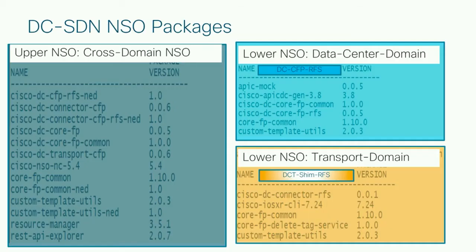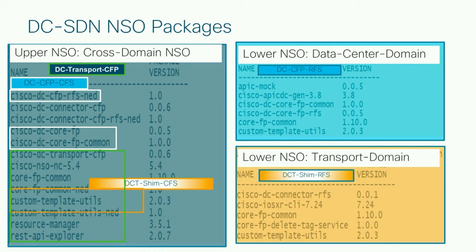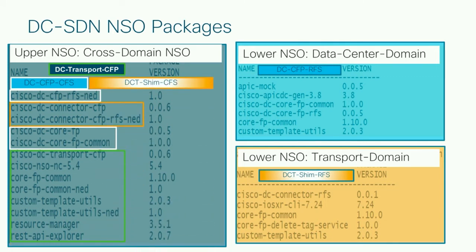The core function packs themselves are composed of smaller packages. Each of the NSO packages are versioned independently, and the function pack bundles all the required NEDs together. And it also has some utility packages like resource managers, which will let you do IP address allocations, as well as custom templates utils that will let you customize the core function packs.